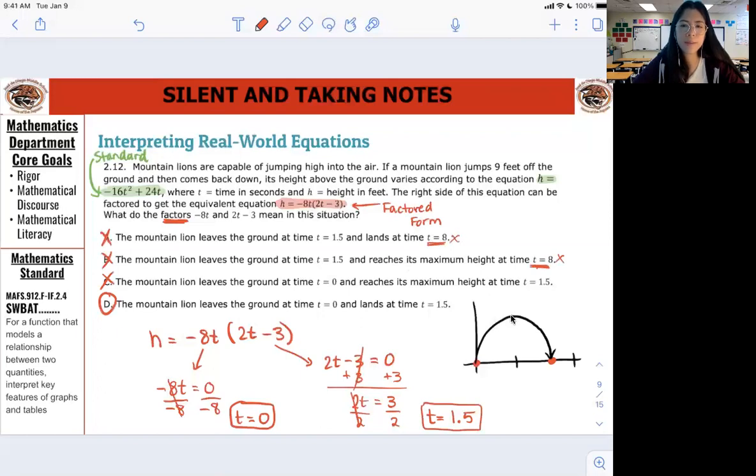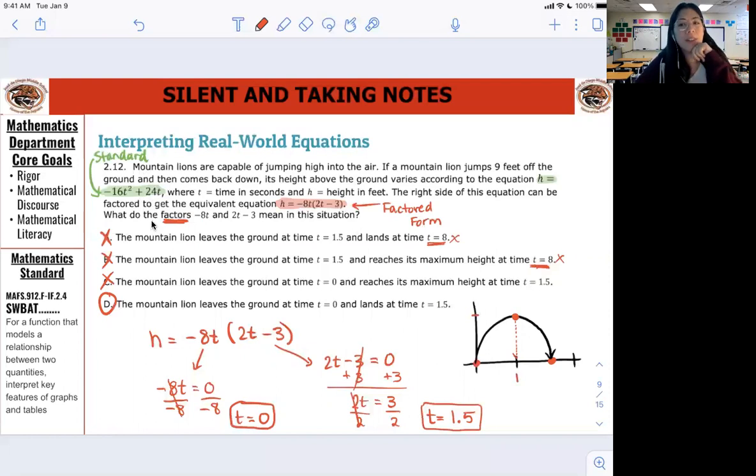When is the maximum? The maximum is at the vertex. Wait, the vertex is 1 on the x-axis. But I don't know how high it is yet. I would then have to figure that out. 24 on the y-axis? No, don't be fooled. That's not the vertex. Oh, I'm sorry. That's okay.